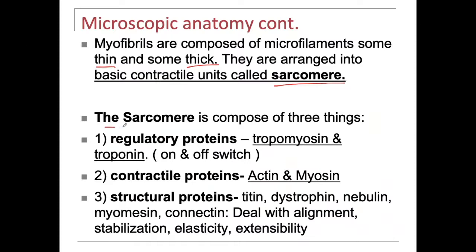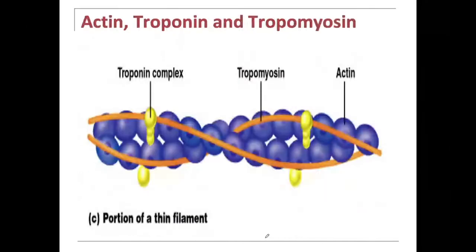Right? So the sarcomere is composed of three things: the contractile proteins, actin and myosin; the regulatory proteins, tropomyosin and troponin, those are the on and off switch; and then the structural proteins, titin, dystrophin, nebulin, myosin, connectin, and they deal with the alignment, stabilization, elasticity, and extensibility of muscle.